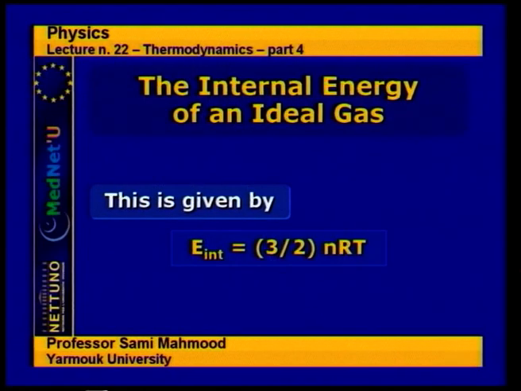And this relation is given by the equation E internal is equal to 3/2 nRT. We can derive this equation from the kinetic theory of gases, but we will not be involved in such a derivation. The only thing that we have to take into consideration is that the internal energy is 3/2 nRT, where R, the gas constant, is simply Avogadro's number multiplied by the Boltzmann constant k.